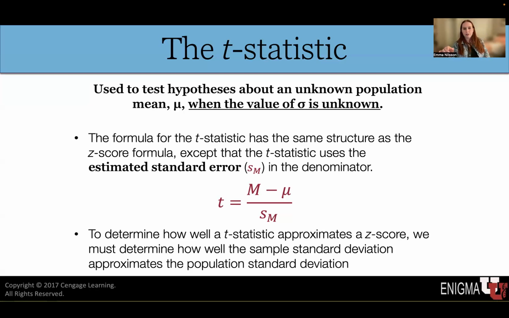So if we want to determine how well a t-statistic can approximate a z-score, even without some information about our population, we need to first determine how well the sample standard deviation approximates the population standard deviation, because that's the only difference between our t and z statistics.